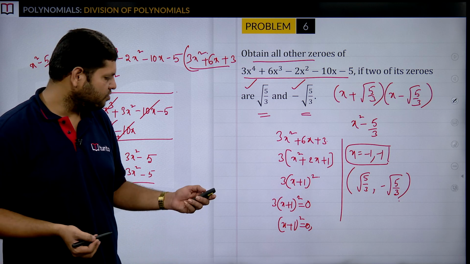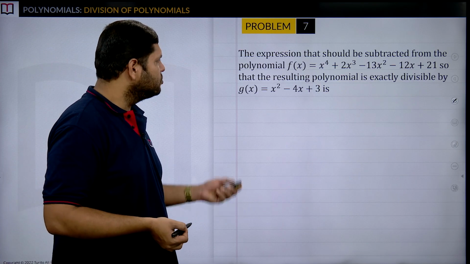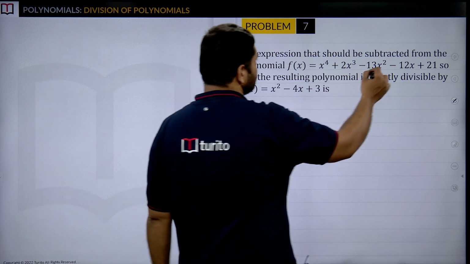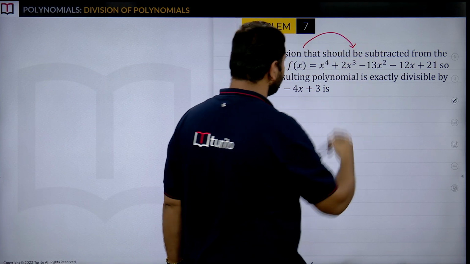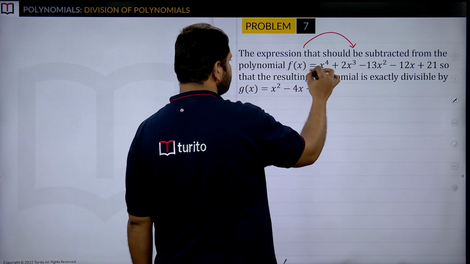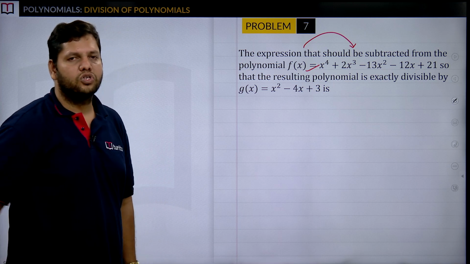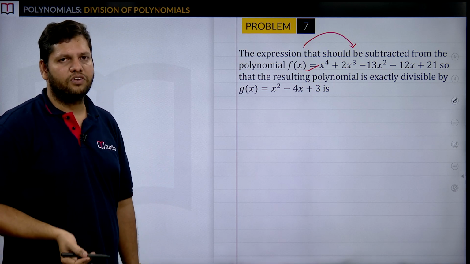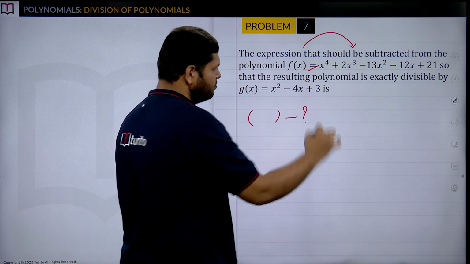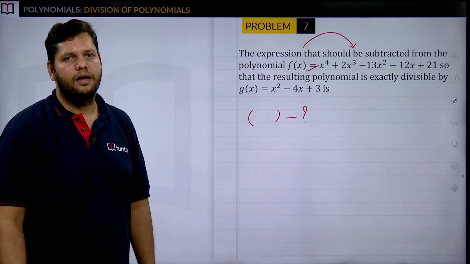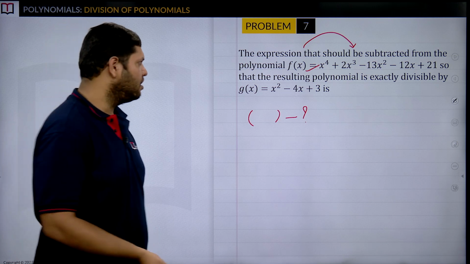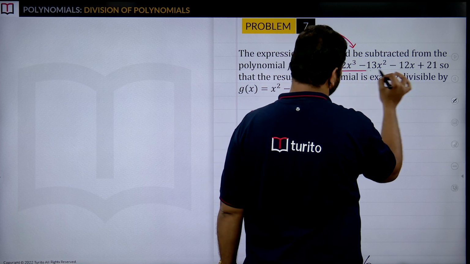Okay, fine, children. I'll give one more question as homework. Children, try this sum. So what is the question? We need to subtract some expression from the given expression, so that the polynomial exactly divides the given polynomial. So what expression should be subtracted from the given expression? That we need to find out, children. Can you try this sum, children? It's a very simple question.